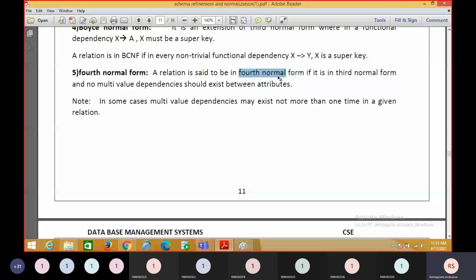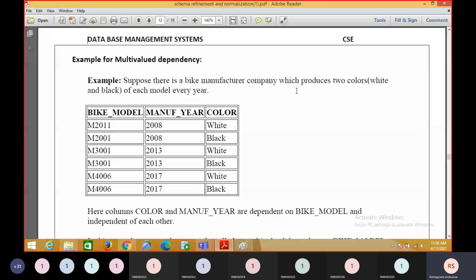So the rule of multi-value dependency. Okay. Next, multi-value dependencies: suppose there is a bike manufacturing company which produces two colors, white and black. Each model every year we are noting down here. Okay. Bike model, manufacturing year, color are the attributes.